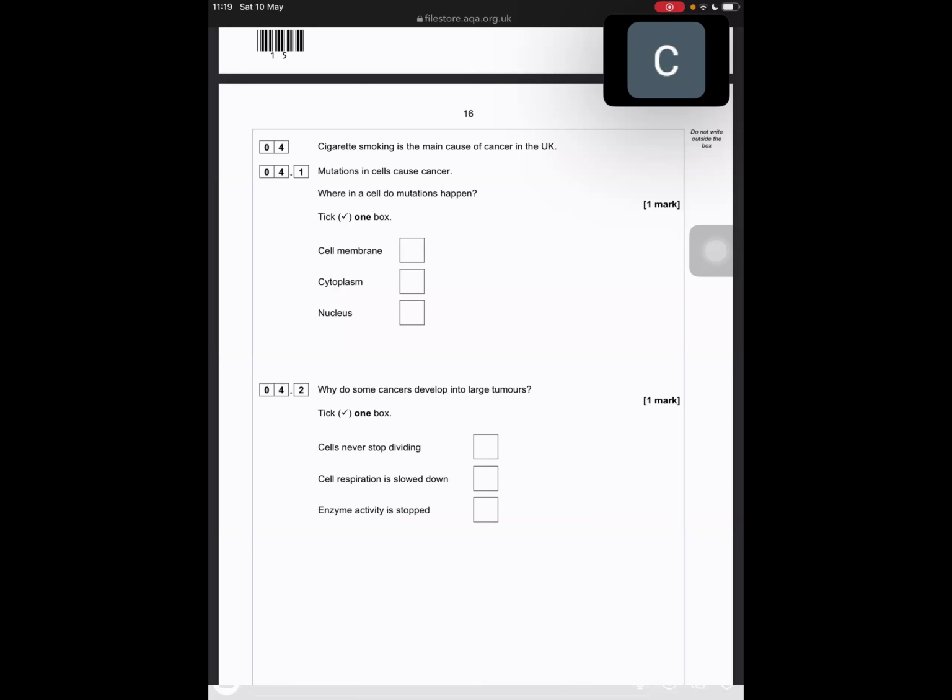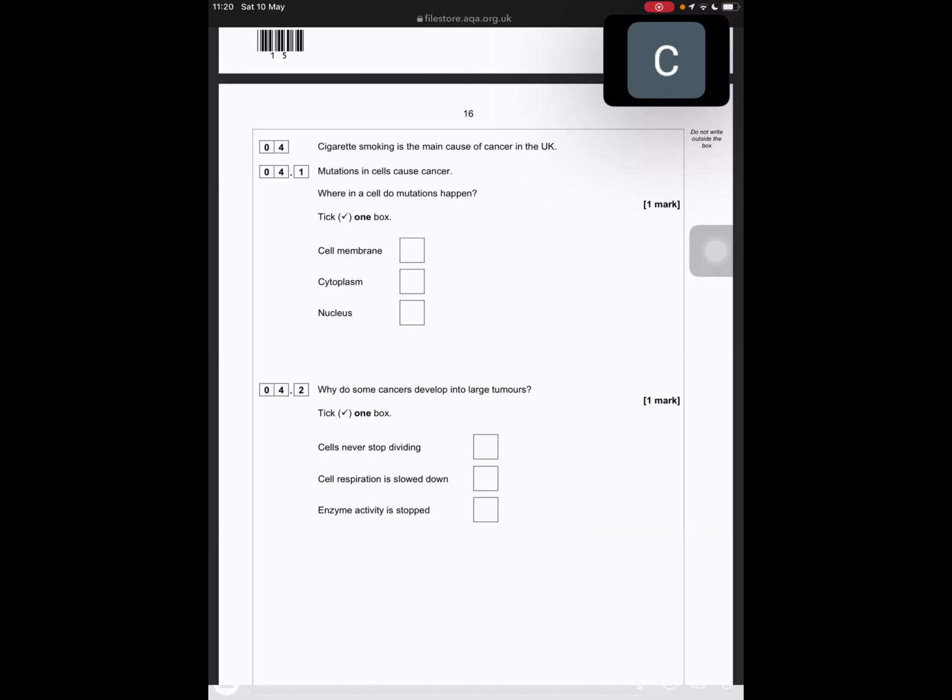Yes, it's the nucleus. Okay, all right. It says, why do some cancers develop into life tumors? Because of growth, period, nothing else. So the first option is correct. Cells never stop dividing. It's growth, nothing else. Okay, we can move on.